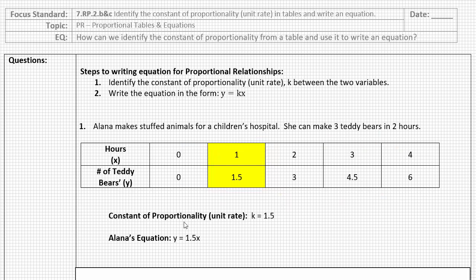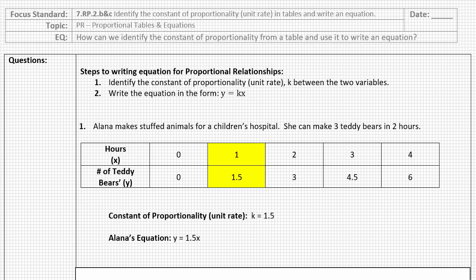Our unit rate, or constant of proportionality, represented by the variable k, is 1.5. And so, using this format, y, the number of teddy bears that Alana can make, equals our unit rate times x, representing the number of hours. So y equals 1.5x is Alana's equation. From this, she can determine how many hours it would take her to make any number of teddy bears.